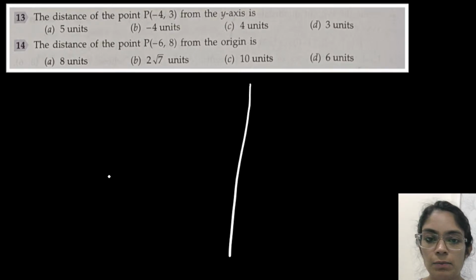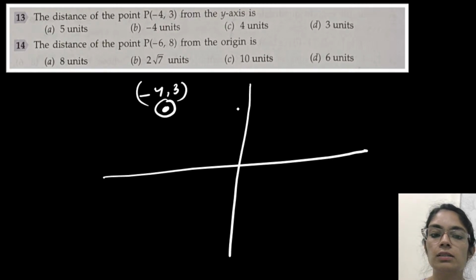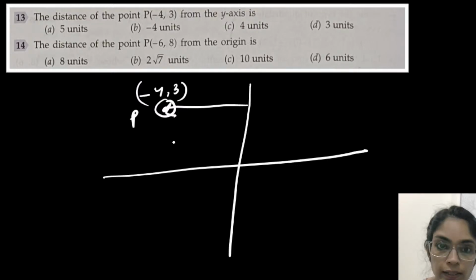So if you have any point, you can just plot the point. The point is minus 4 comma 3. Minus 4 comma 3, somewhere here it will come, this side. So what is the distance of this point P from the y-axis? Y-axis means this distance. 3 units? 2 units? So from the y-axis, just remember this is the distance.